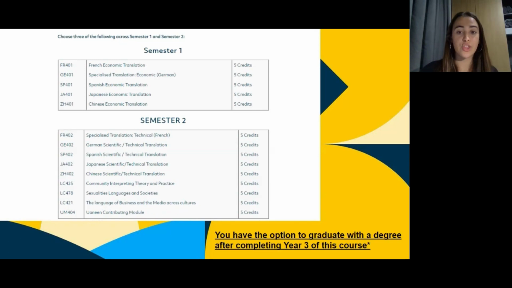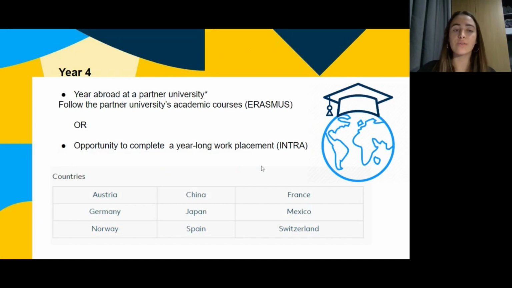So when you finish third year, you have the option to graduate with this degree. So you're finished with the course and you become a translator and you become a graduate. However, there is an optional year, which is fourth year, which you can either do a year abroad at a partner university, so you can do an Erasmus, which is a really nice idea, as you can go to another country and practice your language.